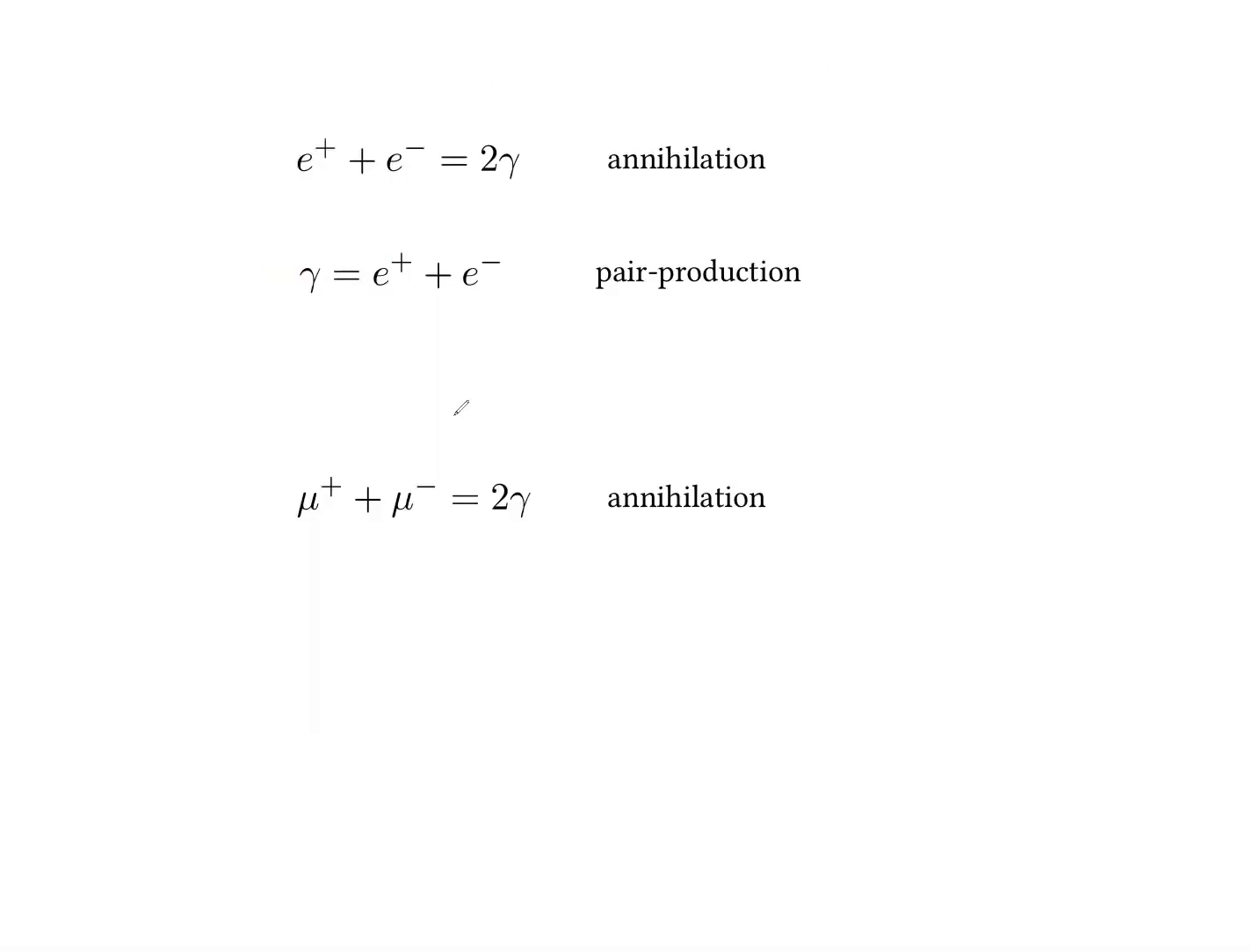Similarly, in the case of the muon, because we are talking about the muon, mu plus, that is the antiparticle of the muon, and this is the muon, which has negative charge, also annihilate to make two photons. So this annihilation and particle production is allowed in quantum electrodynamics, which is not possible in classical physics. In any classical physics, it is not possible.